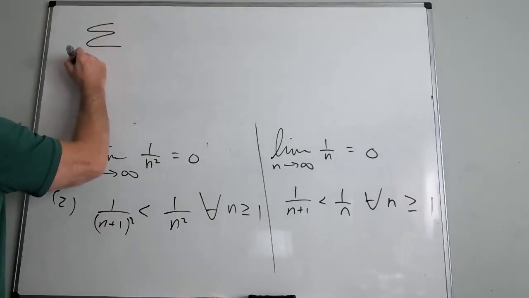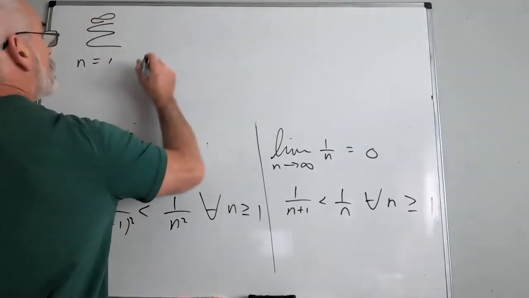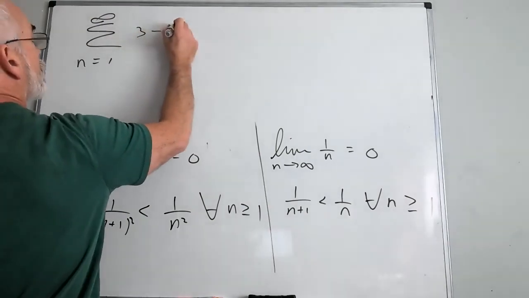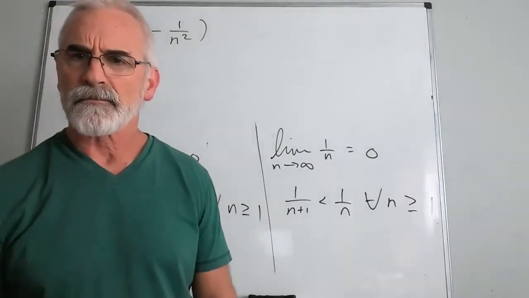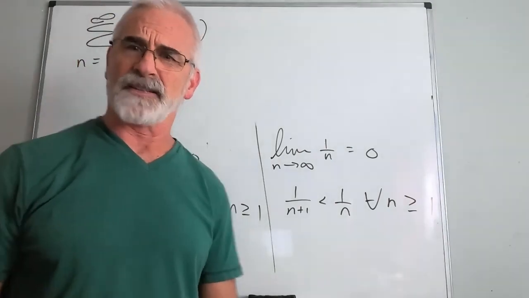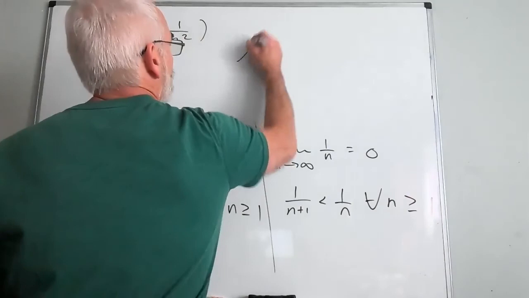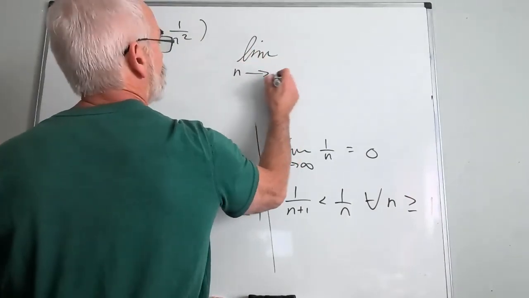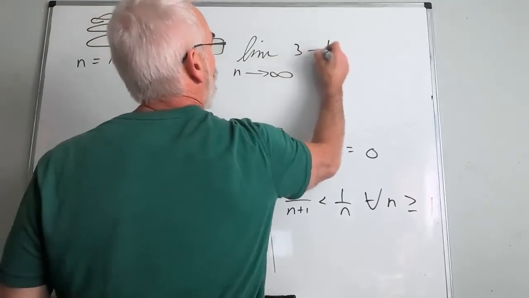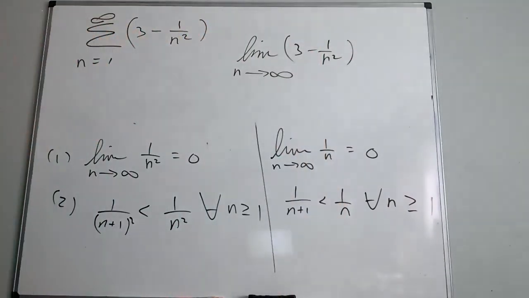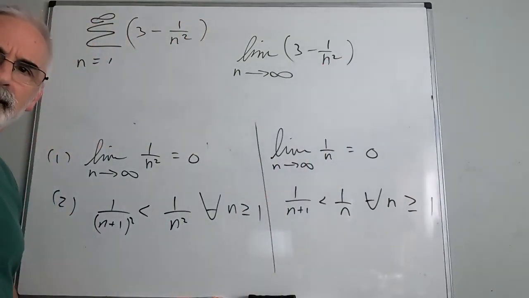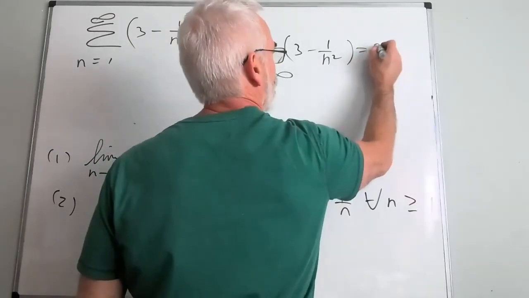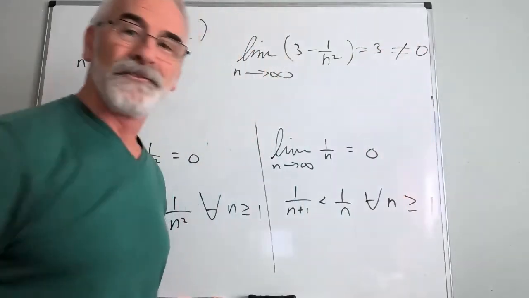So I want, let's say, here's my series. I'd like to know if this converges or diverges. Well, I don't even know how to attack that, except, wait a minute, I do know one thing. If I take the limit as n goes to infinity of 3 minus 1 over n squared, what will I get? What is that? 3. And more importantly, it's not 0.